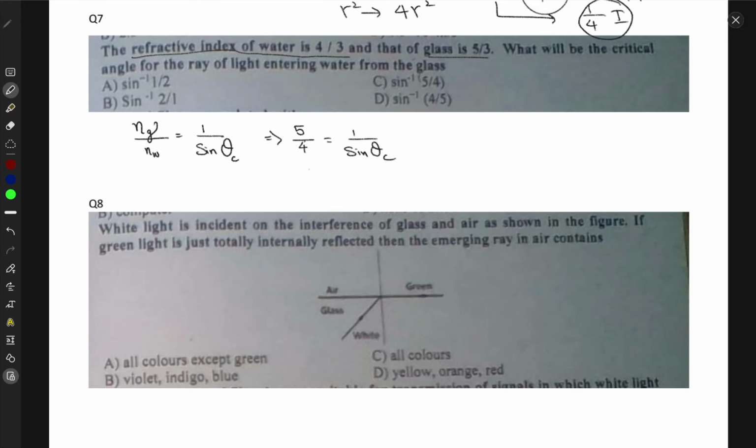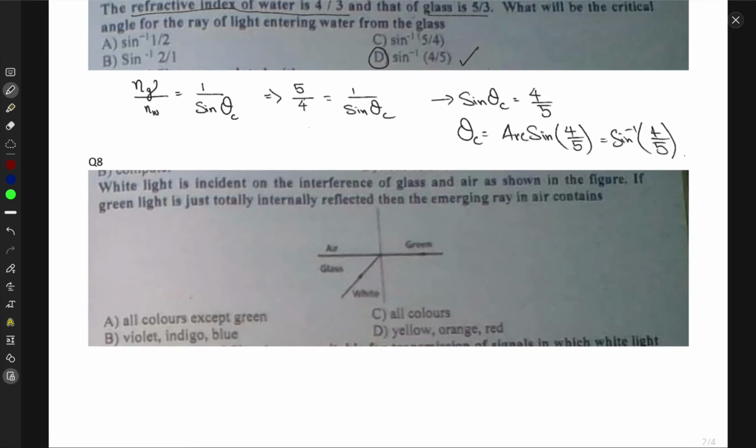which means that sine theta c is equal to 4 by 5, and so theta c is just the arc sine, or sine inverse, of 4 by 5, right? So that's option D. That's the correct option for the critical angle theta c.